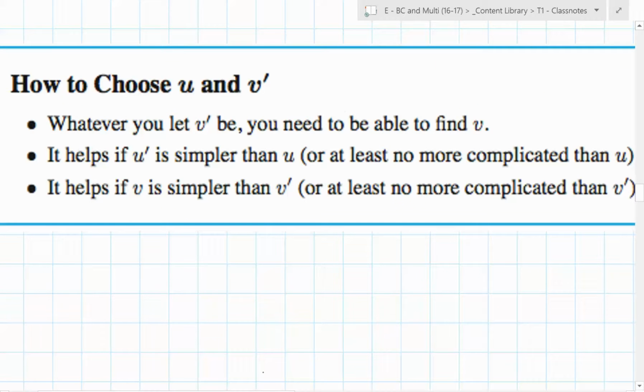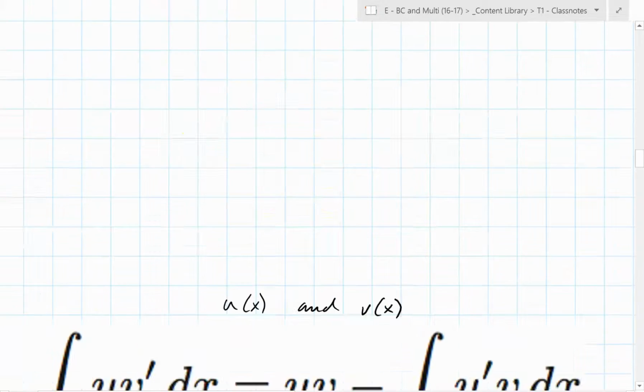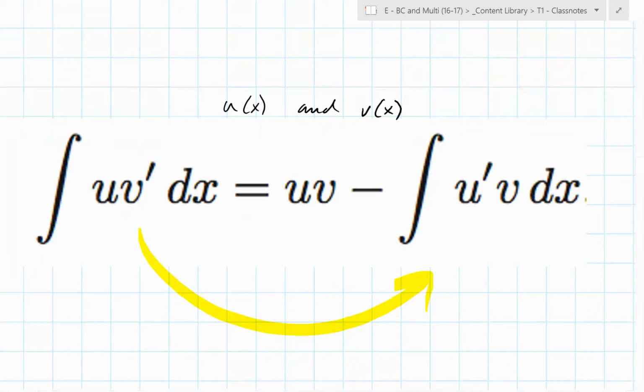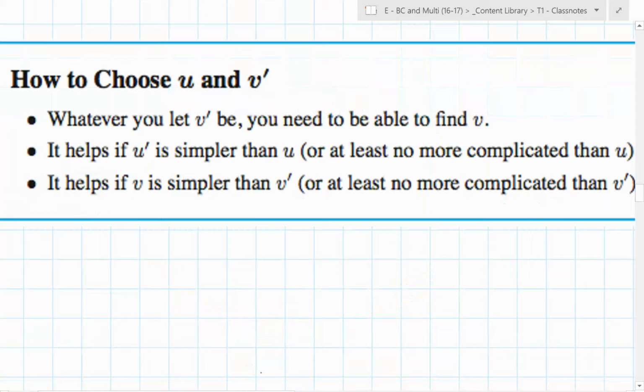Key elements for choosing u and v. Whatever you let v prime be, you need to be able to find v. So you're picking something that you can easily integrate for v prime. So if you go back and look at this, you're picking something for v prime here that you can easily integrate. It helps if the derivative of u is simpler than u, and it helps if v is simpler than v prime. So what it really comes down to is being able to choose wisely.